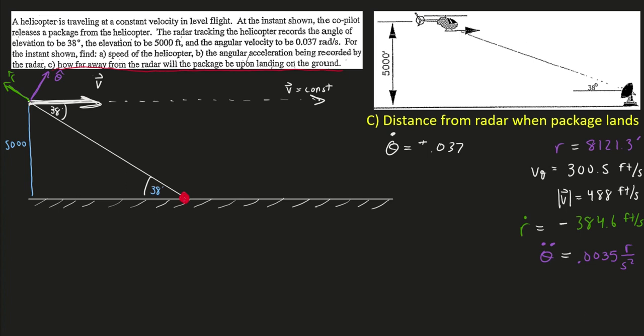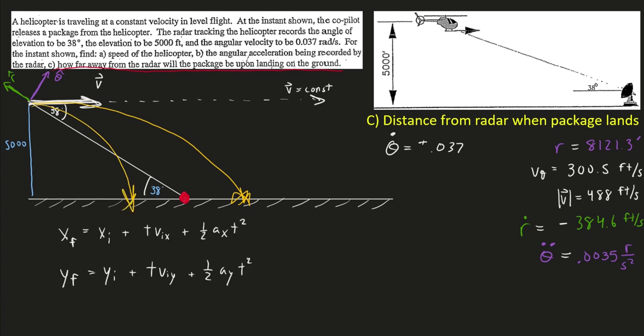So we can write the kinematic equations that describe the motion of this package. It could either land behind the radar or it could land in front of it. These equations are basically going to allow us to solve this problem. But if you don't have these equations memorized, we can always derive them from first principles. So we'll start with x.